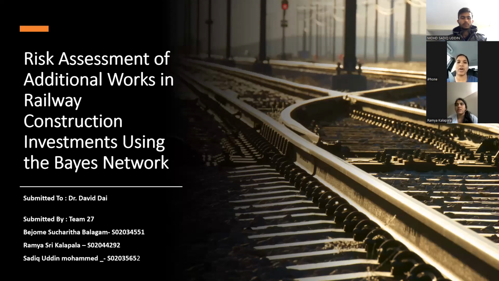And today we would like to discuss the topic presented: risk assessment of additional works in railway construction investments using the Bayesian network. So we would like to proceed further.